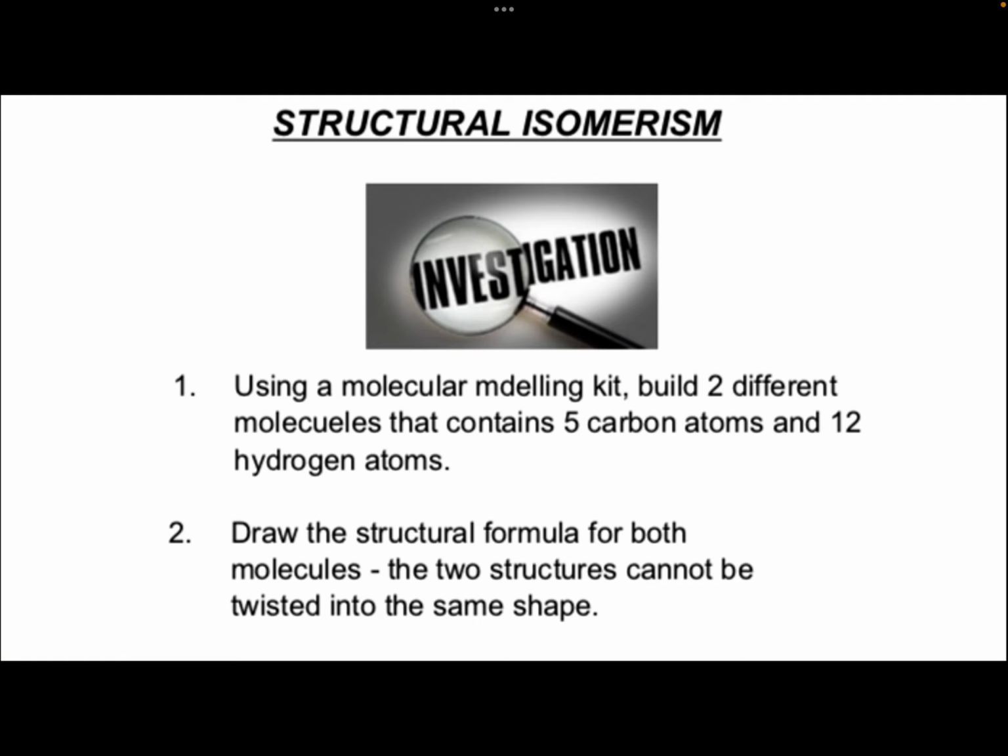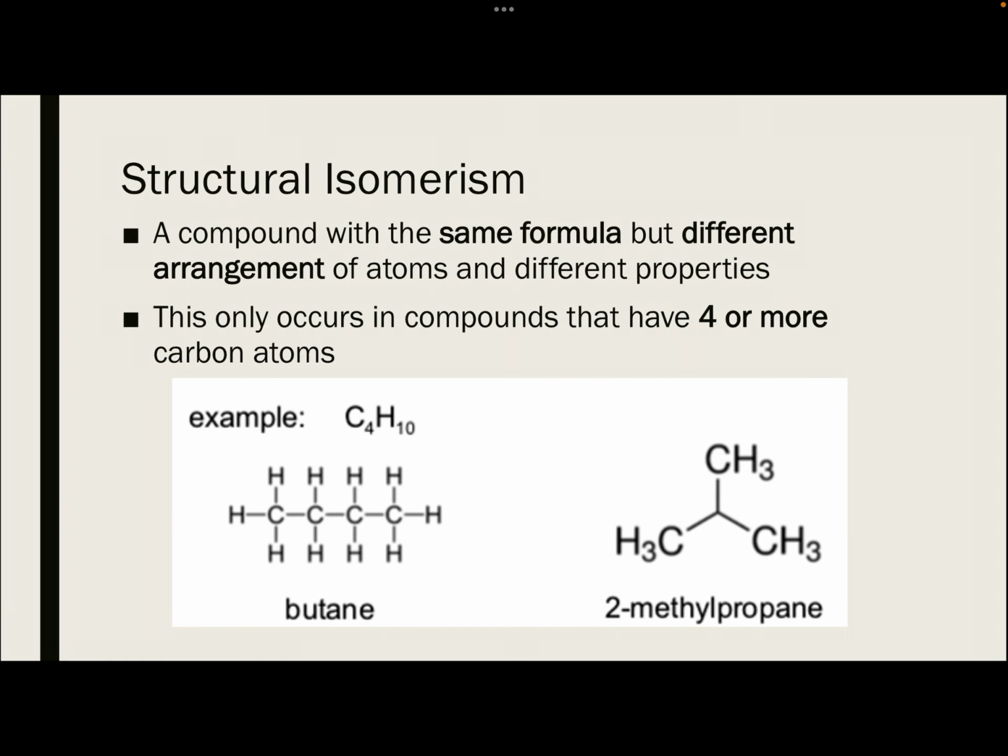This is an activity that you can do on your own to look at structural isomerism. Once again, we are not doing this in class because we don't have a modeling kit, but I really encourage you to use the link provided to build one of these if you would like, and then draw out the structural formula for both molecules. So build 2 different molecules, each containing 5 carbon atoms and 12 hydrogen atoms. Try 2 different structures that cannot be twisted into the same shape. Try that out if you would like, and if you want to send photos, you're more than welcome to, but I highly recommend you try that out.